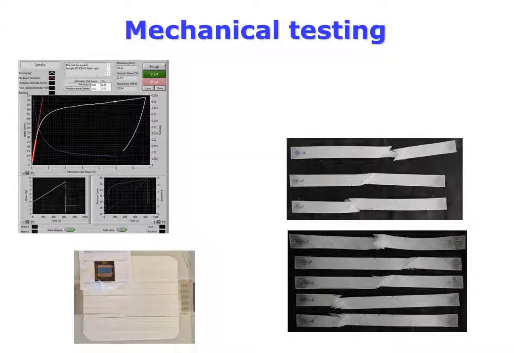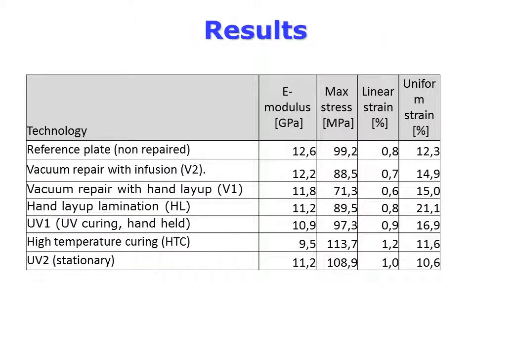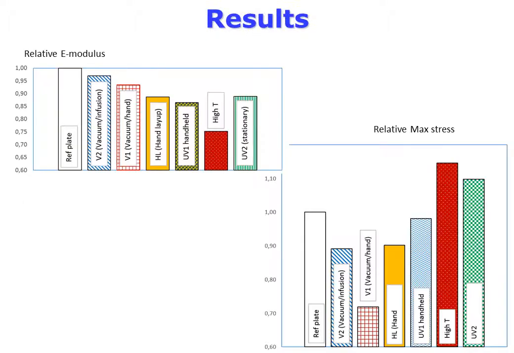Then, the samples were tested under static and cyclic loading. Here, you can see the repaired plate and tensile samples. This table shows the Young's moduli and critical stresses for different samples. Let us compare them in relative values.